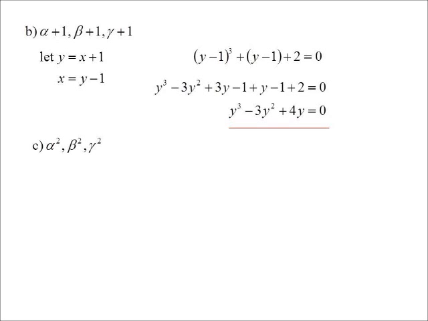Let's have a look at the one where we've got x squared. There's a little bit of manipulating needed with this one. So we'll let y equal x squared, so x will be y to the half. Substitute that in, but of course we now have fractional powers, and polynomials don't have fractional powers.